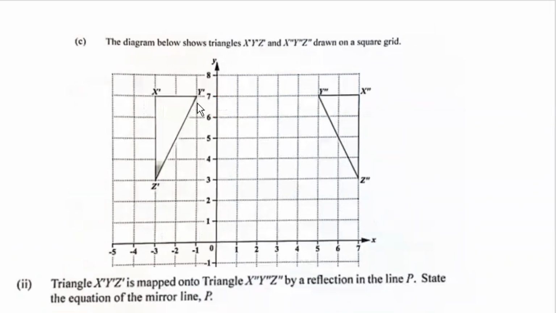So we can compare, let's say, one of the coordinates. From y prime to y double prime, it is 1, 2, 3, 4, 5, 6 units away. So therefore, our mirror line would be exactly in the center of 6. So that would be 3 units away. So it would be 1, 2, 3. So therefore, our mirror line is at the point where x is equal to 2. So that is our equation, x is equal to 2.